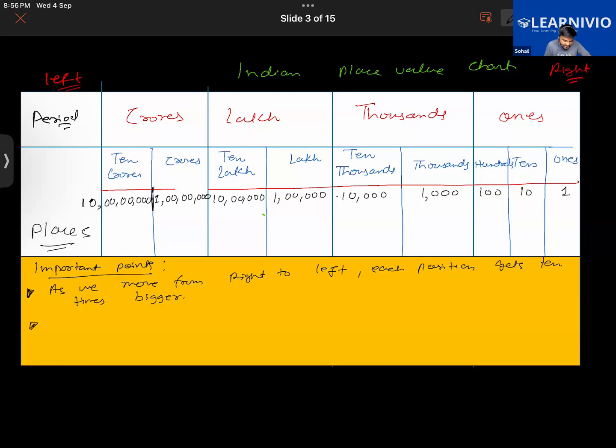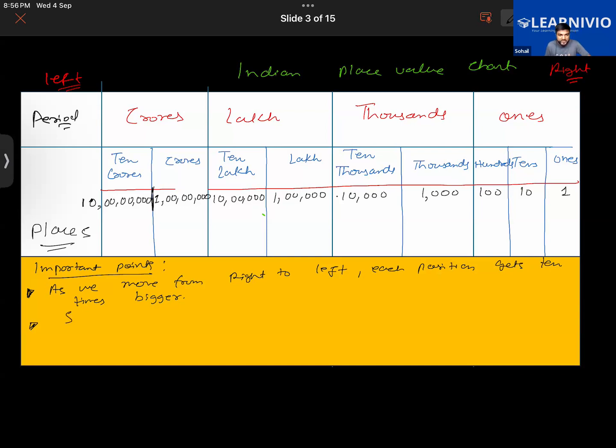Another thing is that now you guys pay attention here. If I am moving from left to right direction, when we move from left to right, each position is 10 times smaller. Like crore is 10 times less than 10 crore, and then lakh is 10 times smaller than 10 lakh. Exactly. So you have got it. Habib also got it now.